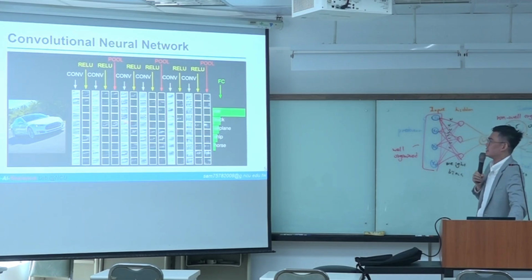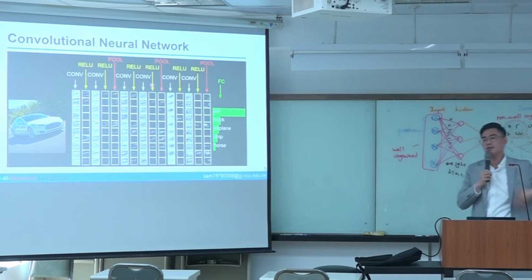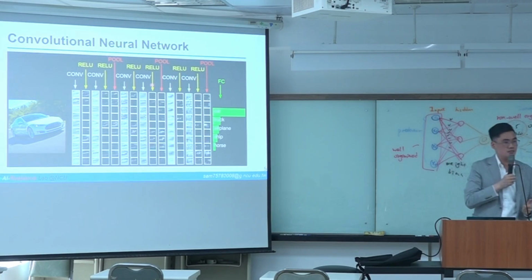But typically, if you want to build up the architecture from scratch, it's convolutional layers with the ReLU activation, with the pooling. So this is one unit of the CNN: convolution, ReLU, and pooling. And then you have another unit, convolution, ReLU and pooling, and again convolution, ReLU and pooling. So you have multiple units combined together, and that's the CNN model.